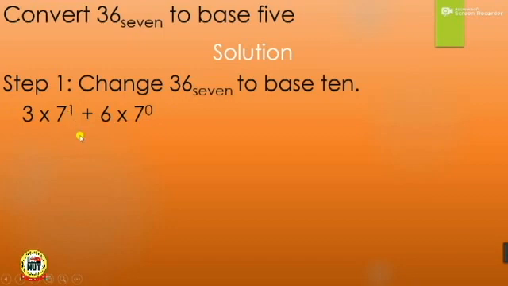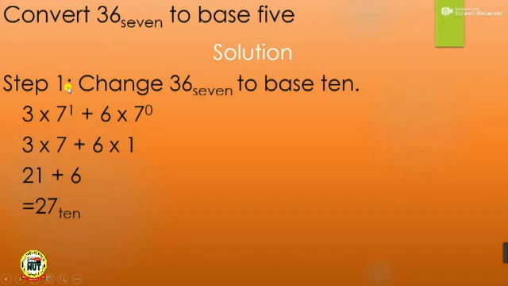So let's simplify further. 7 raised to the power of 1 means 7 times 1. That will give us what? 7. So I have it to be 3 times 7, which is what we have here. Then remember we said any number raised to the power of 0 is equal to 1. So we have 6 times 1. So 3 times 7 gives us 21. And 6 times 1 gives us 6. So let's add together. 21 plus 6 gives us 27 base 10. So it means that 36 base 7, when converted to base 10, will give us 27 base 10.